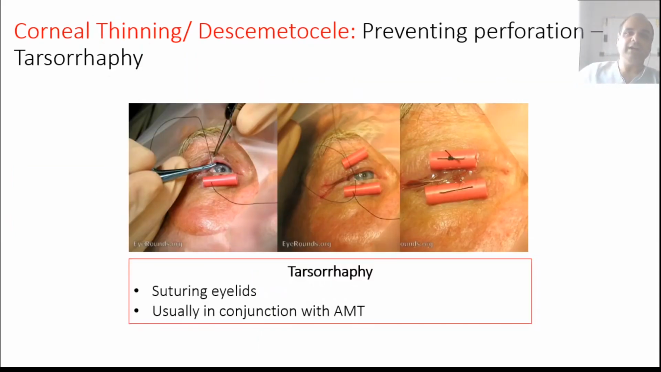Finally, tarsorrhaphy. Tarsorrhaphy is stitching your lids together, and it's usually done after you've done amniotic membrane or tectonic, just to prevent the effect of rubbing from damaging the tectonic graft or the amniotic membrane.